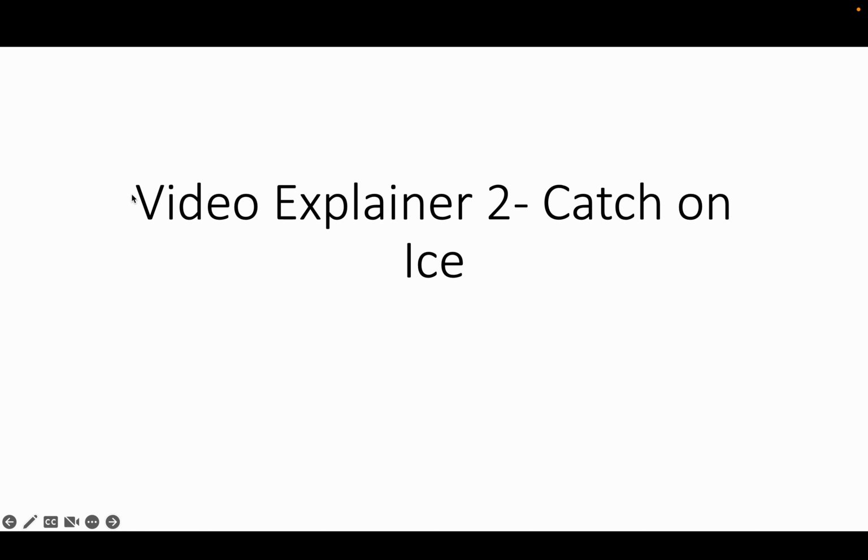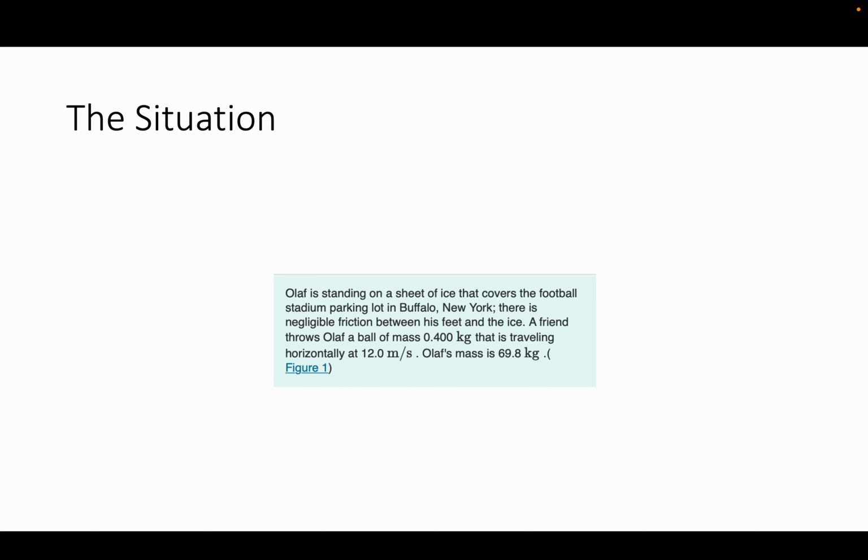So, for Video Explainer 2, I chose the problem where he's catching the ball on the ice. Our situation is Olaf is standing on a sheet of ice that covers the football stadium parking lot in Buffalo, New York, and there's no friction really, or very little, because it's ice. Maybe he's wearing some very slippery shoes or something.